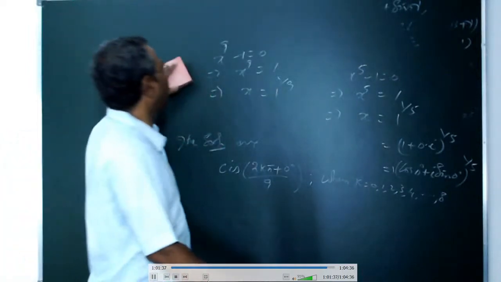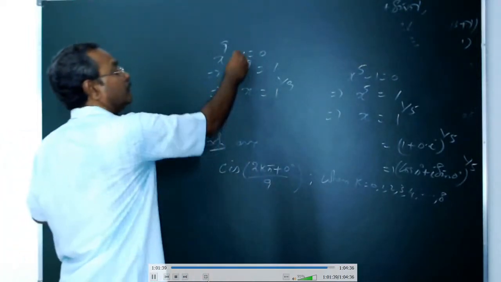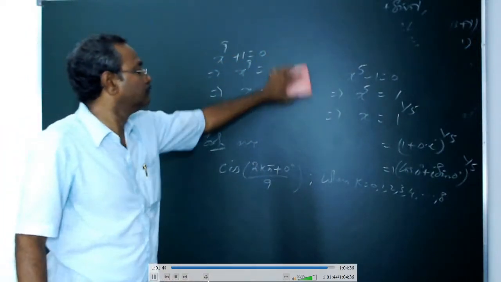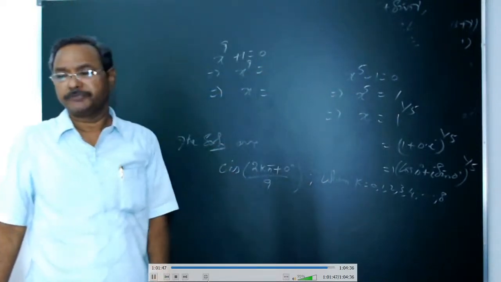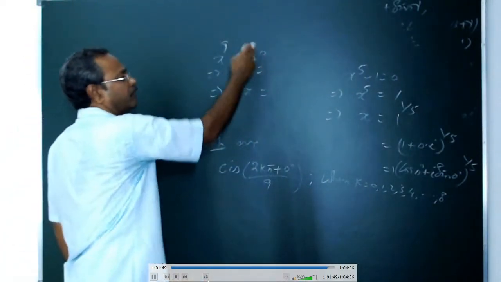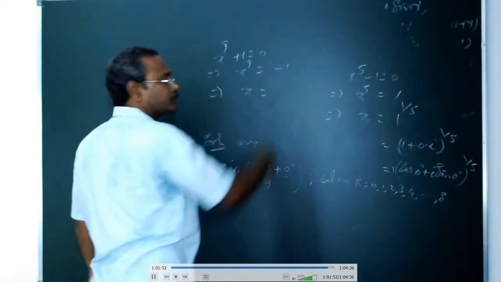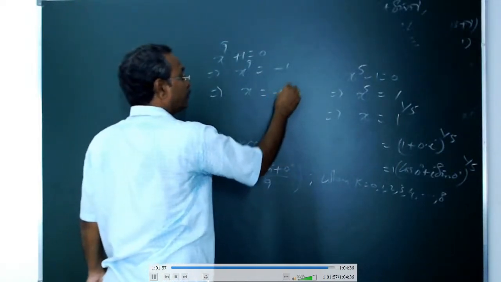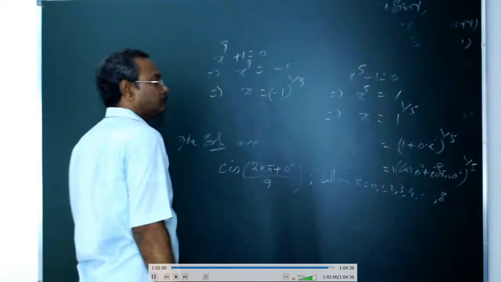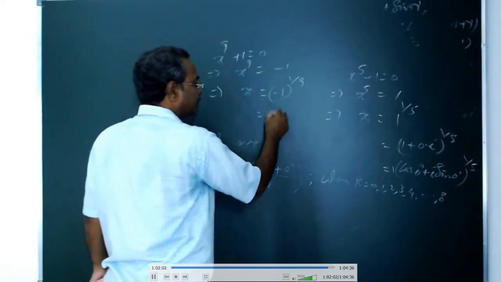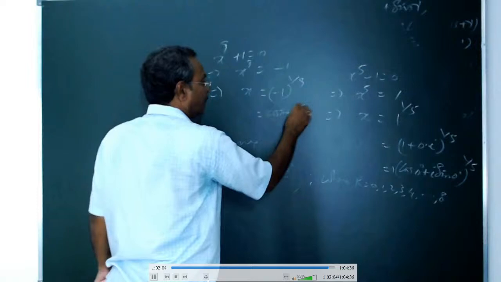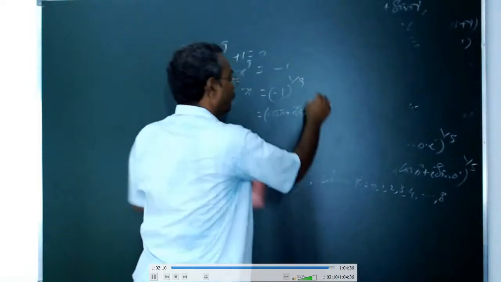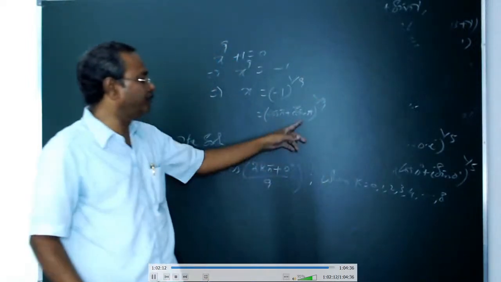Suppose the equation is not x to the power of 9 minus 1 equal to 0. If it is x to the power of 9 plus 1 equal to 0, what happens? It doesn't change much, because x to the power of 9 plus 1 equal to 0 implies x to the power of 9 is equal to minus 1. That means x is equal to minus 1 to the power of 1 by 9. What is this minus 1? This is (cos π plus i sin π) whole to the power of 1 by 9. This is the modulus-amplitude form for this minus 1.